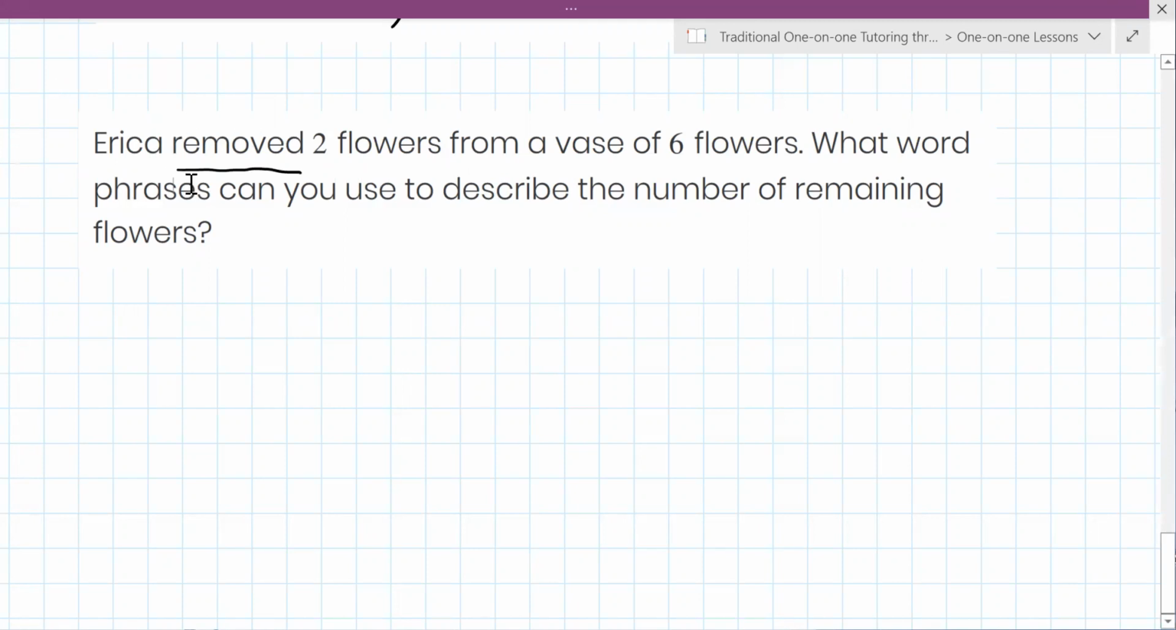So what math operation is removed? That's subtract. Now, one of the things we could talk about also is if something is getting greater, larger, it's either plus or multiplication. If it's getting smaller, it's subtraction or division. So this is subtraction for this one. Good.